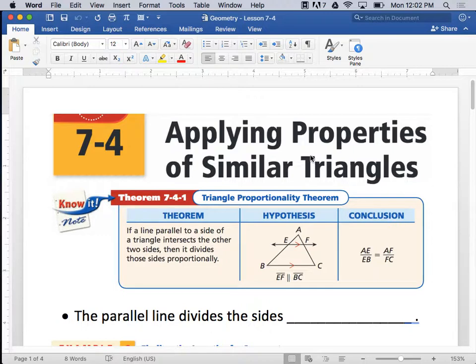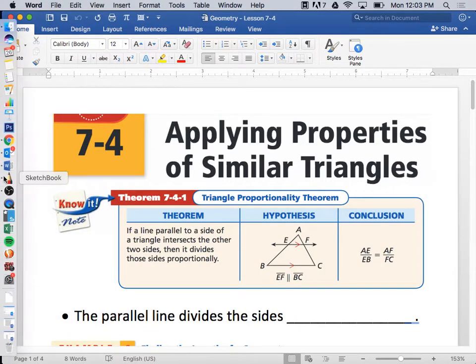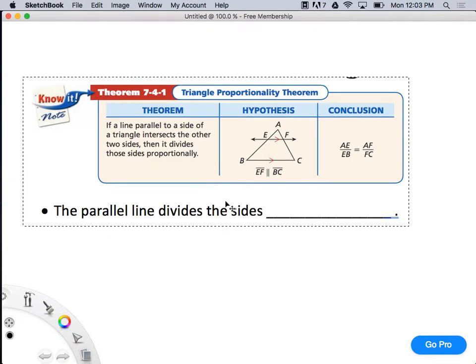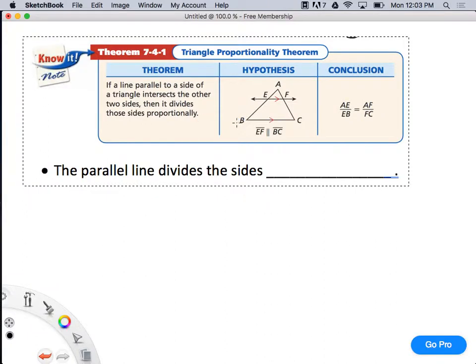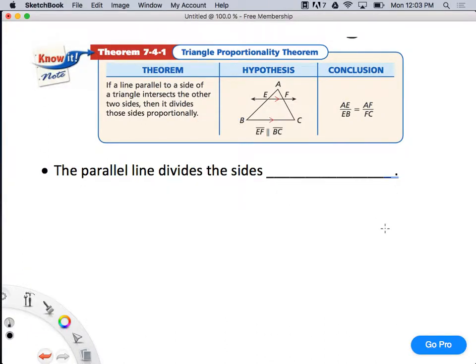So go ahead and read Theorem 7.4.1 to yourself. Okay, Theorem 7.4.1 says, if a line parallel to a side of a triangle intersects the other two sides, then it divides those sides proportionally.